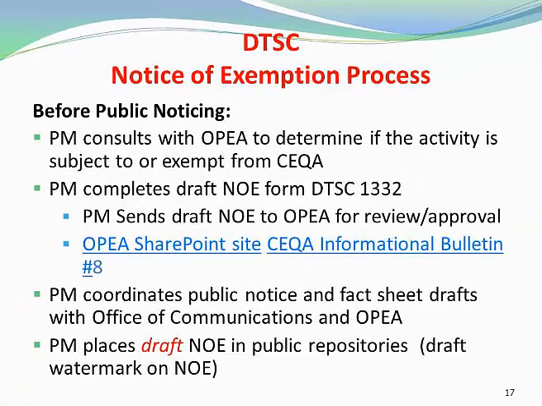Okay, now I'll explain the basic steps of the DTSC Notice of Exemption process. After the project manager consults with OPIA and confirms that a notice of exemption is appropriate for the project, the project manager prepares the draft notice of exemption using the form on our SharePoint site. Next, the project manager sends the draft notice of exemption to our office using the EnviroStor request to Kathy Schievelbein for OPIA review. The submittal process is described in CEQA Informational Bulletin number 8. That's also found on our SharePoint site.